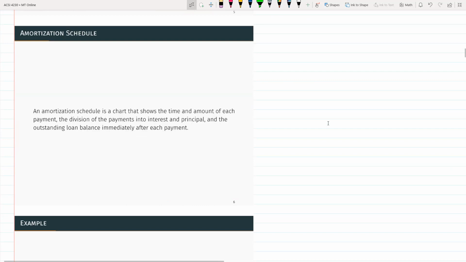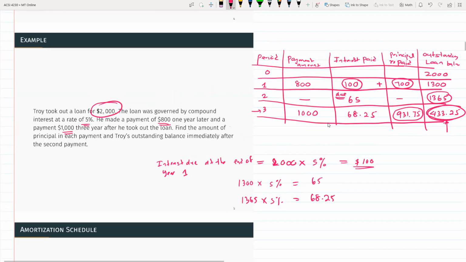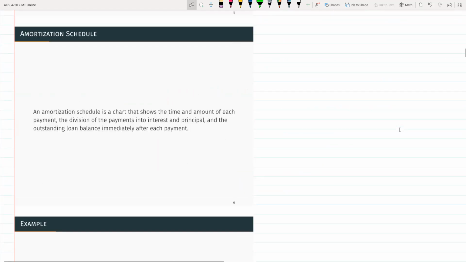Here's another example: the amortization schedule. An amortization schedule is a chart that shows the time and amount of each payment, the division of the payment into interest and principal, and the outstanding loan balance immediately after each payment. So that's what we did here. This is that table.